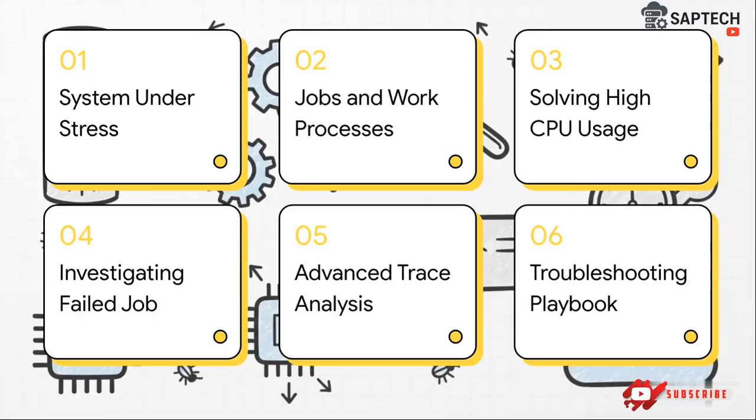So here's our game plan for today. First, we'll pinpoint the symptoms of a system under stress. Then, we'll get to know the core components, the jobs and work processes. After that, we're getting hands-on, solving a live high CPU crisis. And once we've put out that fire, we're going to put on our detective hats and investigate a mysterious failed job. And then finally, we'll wrap it all up into a powerful troubleshooting playbook you can use.